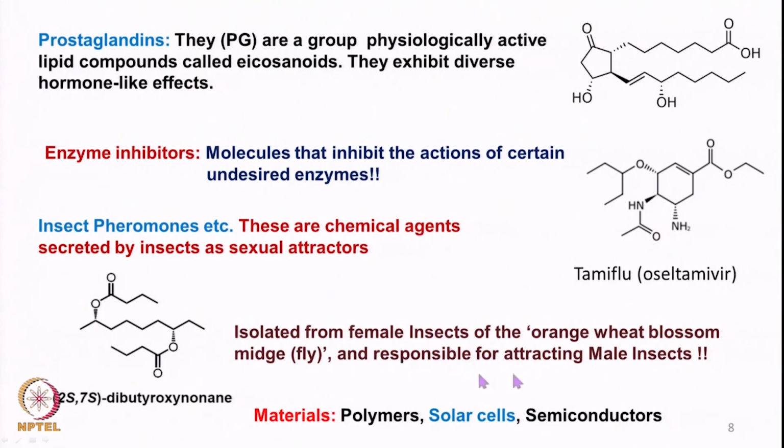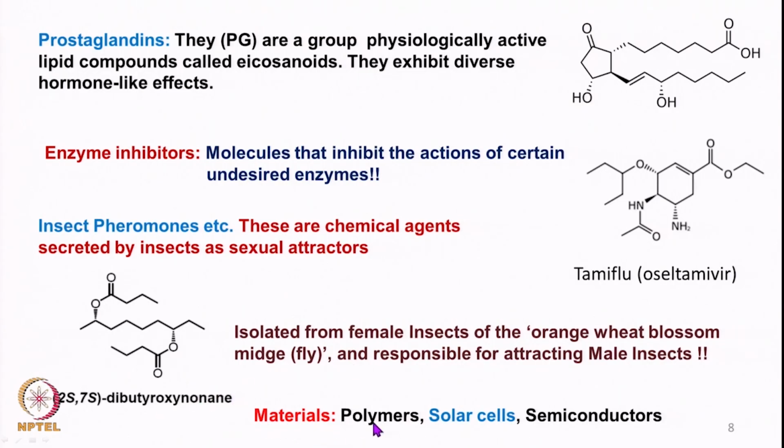So, basically these are all molecules which can attract the female or male insects depending on which one we are using, and of course instead of spraying the insecticide over the entire field and spoiling the wheat in this particular case, we can avoid spoiling the wheat.